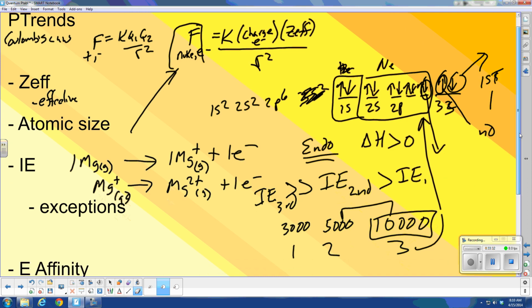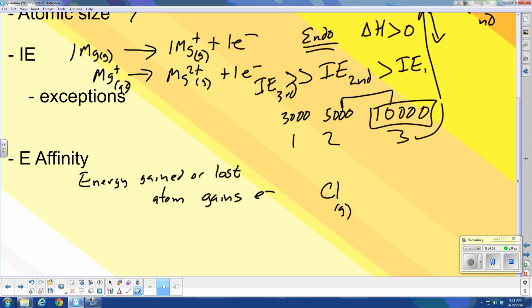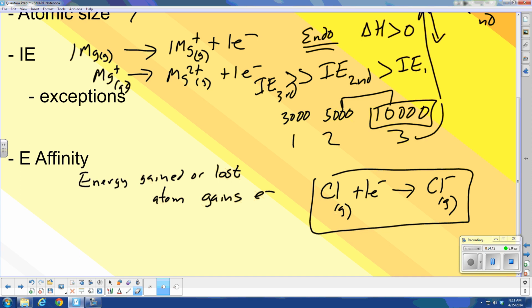And what else do we need to do? Electron affinity. Electron affinity is kind of the opposite of ionization energy. Ionization energy is the energy required to remove an electron. Electron affinity is the energy gained or lost when an atom gains an electron. And so we're looking at something like chlorine in the gaseous state, and we're going to gain an electron, and it's going to form chloride in the gaseous state. That is my electron affinity.